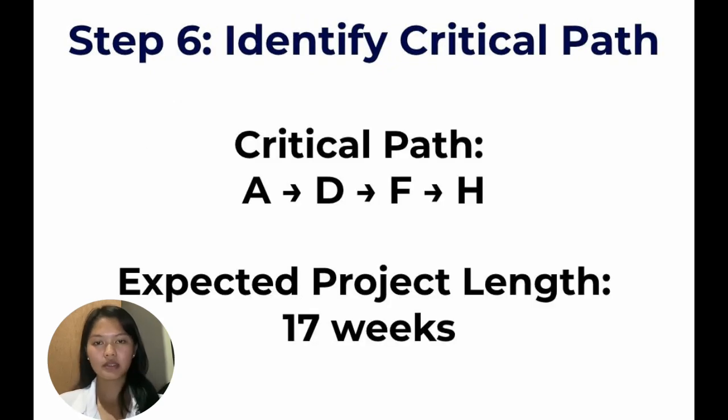Now for step 6, we identify the critical path. First, what is the critical path? The critical path is the longest path in the network. It determines the minimum project duration. It includes only activities with zero slack. Our critical path based on our activity is A to D to F and then H. Our expected project length is 17 weeks.